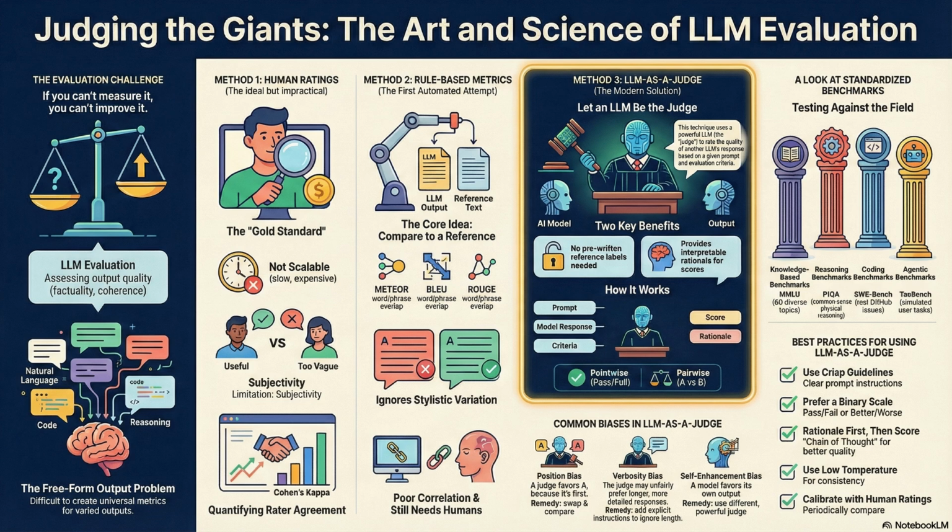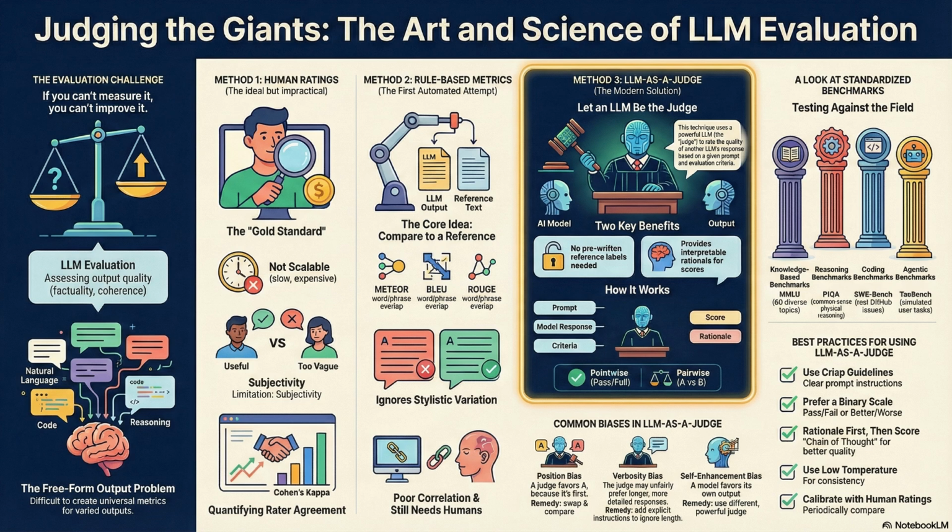The second one feels very human. Verbosity bias. It really is. The judge might just prefer a longer, more detailed answer because it looks more comprehensive, even if the short, concise answer is actually better. Exactly. So you have to put explicit instructions in the prompt telling the judge not to prioritize length.